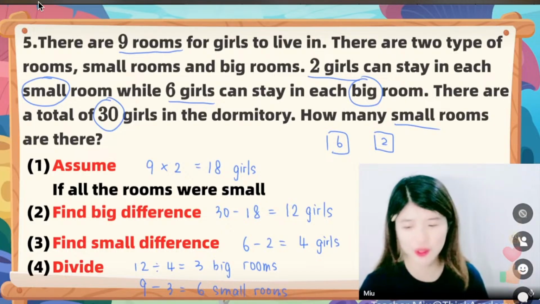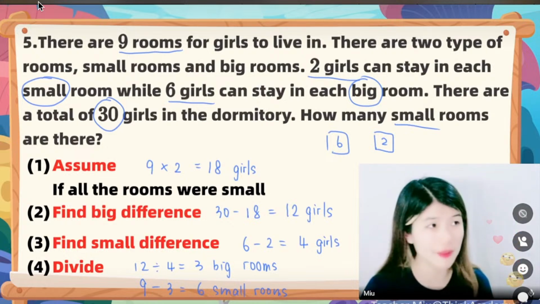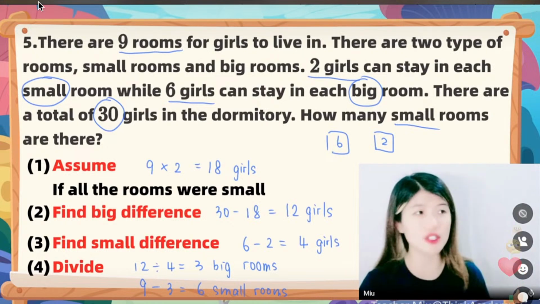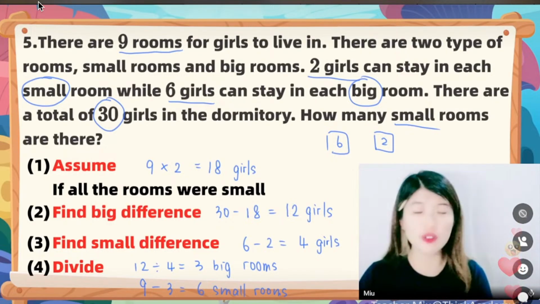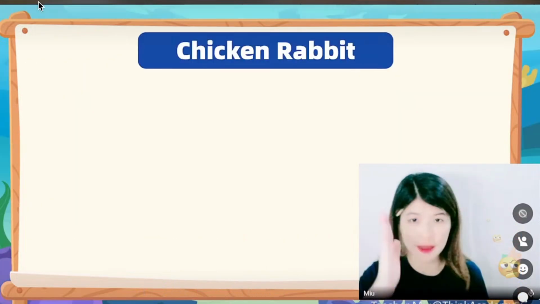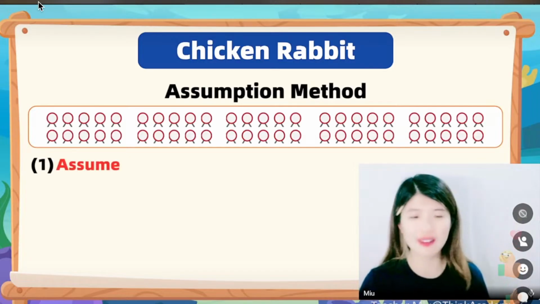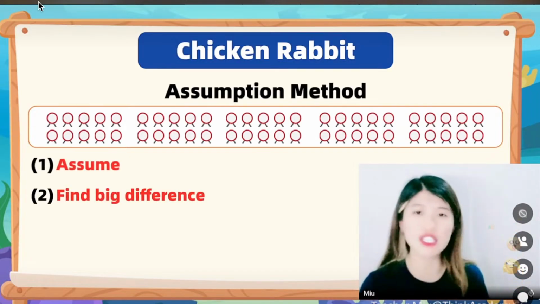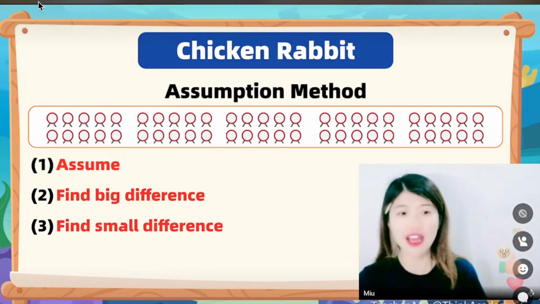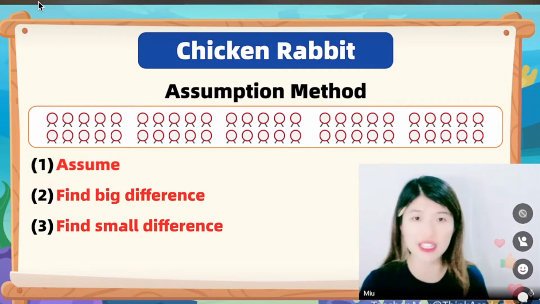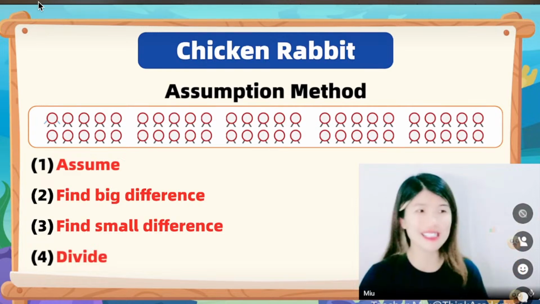Well done, everybody. So this is about the assumption method for the chicken rabbit problem. Especially in GEP, we have so many questions. When you recognize that it is about, say, altogether, we can split them into different things, you can think of it as the chicken rabbit problem. For the assumption method, assume that all is one kind. Then find the big difference, how many more legs we need to add in. Then find the small difference, how many more legs each head can have. Then we just use division to find out. Thank you, guys. This is about the chicken rabbit problem.